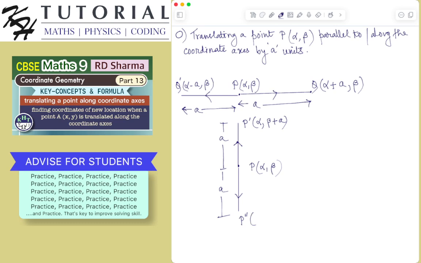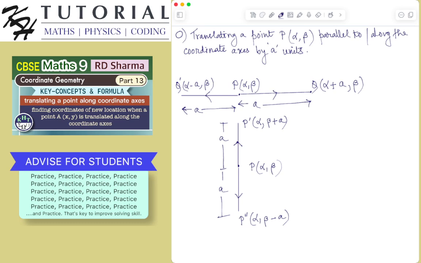The abscissa alpha will remain the same. This time the ordinate will be beta minus a. Why minus a? Because we are translating the point P below, that is, towards the negative direction of the y-axis. So that is all. This is a pretty simple concept, so this video will be very short.